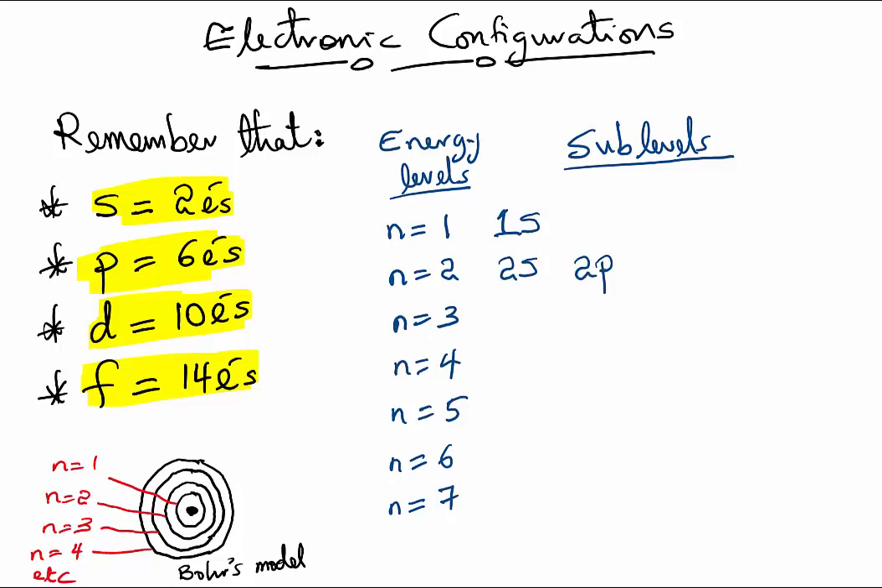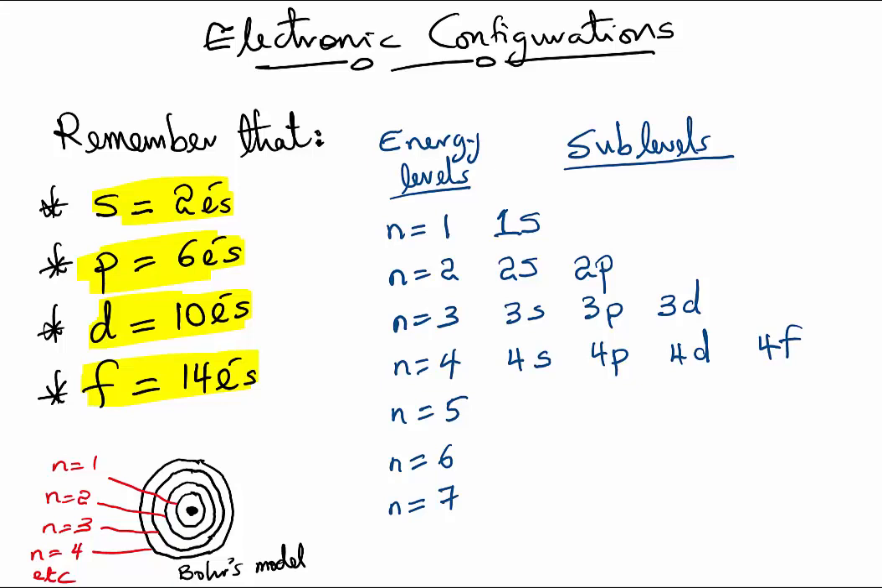The energy level number 3 can hold a maximum of 3 types of shapes. So we would have 3s, 3p, and 3d orbitals. Energy level number 4 can hold a maximum of 4 sublevels or shapes. So we will have 4s, 4p, 4d, and 4f.